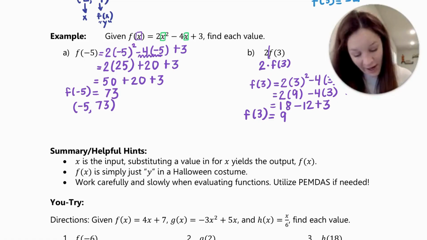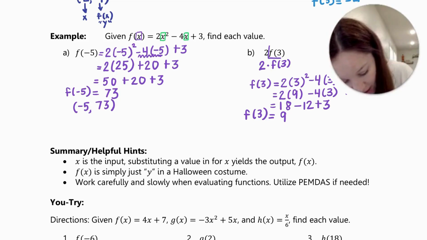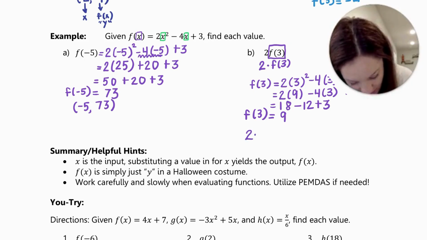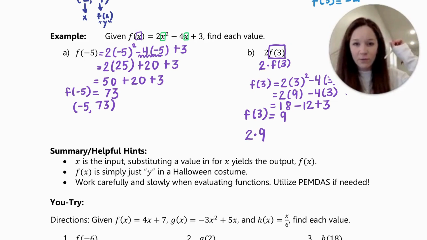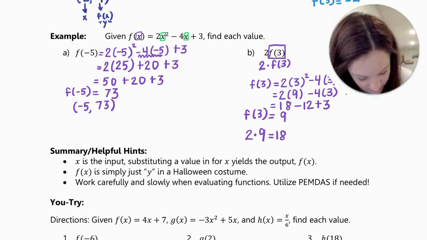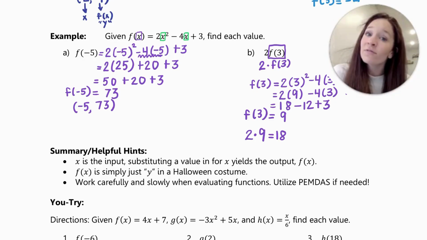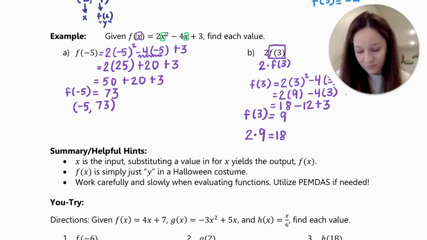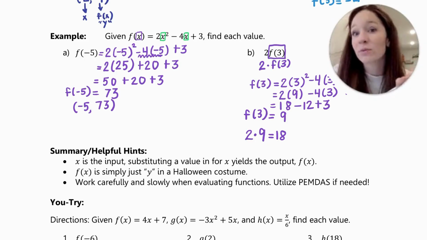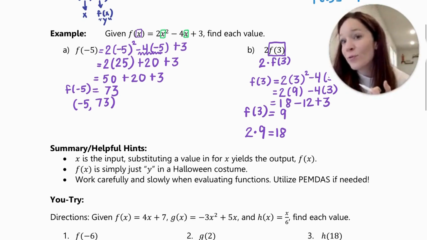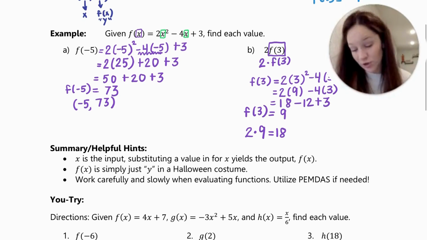So now what I can do is I can say, okay, instead of putting 2 times f of 3 there, I'm just going to substitute 2 times 9. I'm going to take out that f of 3 and plug in that 9. And 2 times 9 gives us 18. So when we evaluate f of 3 and then we multiply by 2, we get 18. So that's just a little taste, a little sprinkle of evaluating functions. You can make this as elaborate as you wish or as simple as you wish, really.